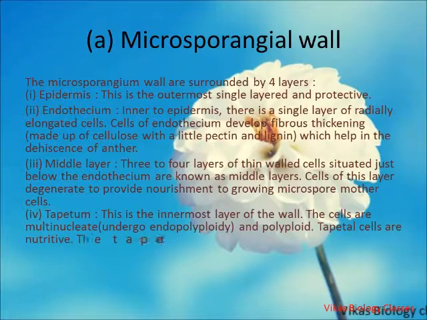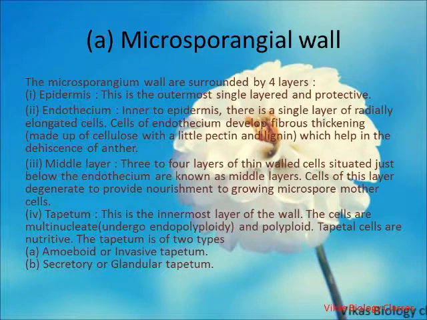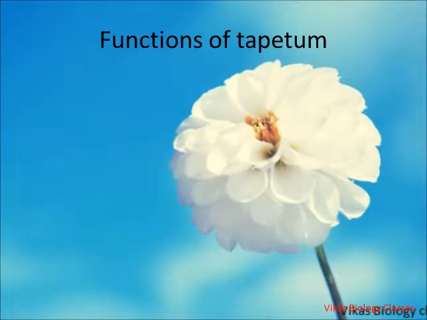Fourth point is the tapetum. This is the innermost layer of the wall. The cells are multinucleate and polyploid. Tapetal cells are nutritive. The tapetum is of two types: amoeboid or invasive tapetum, and secretory or glandular tapetum.